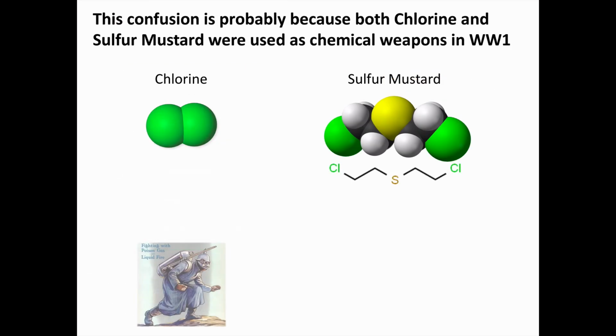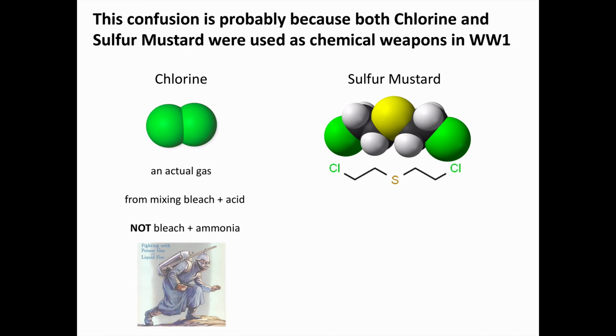This confusion probably stems from the fact that both chlorine and sulfur mustard, sometimes called mustard gas, were used as chemical weapons in World War I, and they somehow got conflated with one another. But they're actually quite different. Chlorine is indeed a gas, but it comes from mixing bleach with acids, not bleach plus ammonia.